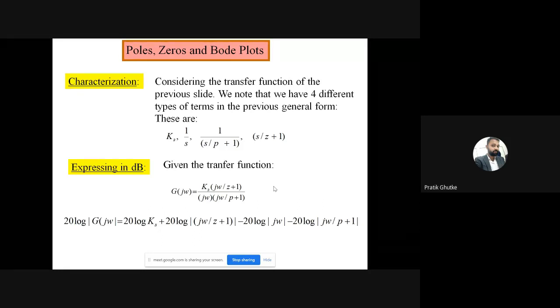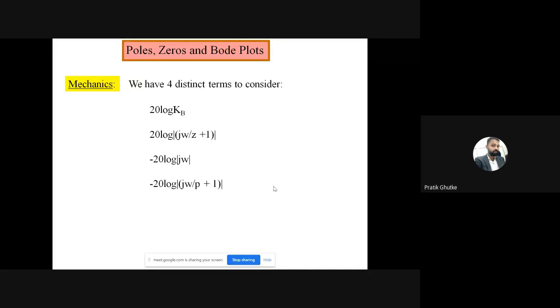the Bode plot with the following instructions. So we have 4 distinct terms to be considered. What are the mechanics or steps to calculate? First of all, 20 log of KB, then 20 log of |jω/Z + 1|, that is the numerator side, and then coming to the denominator. Numerator terms are denoted with a positive sign. 20 log of KB, KB was in the numerator, that's why I have taken a positive sign. Also jω/Z + 1 is in the numerator, that is a zero, so I have taken 20 log of mod of jω/Z + 1.